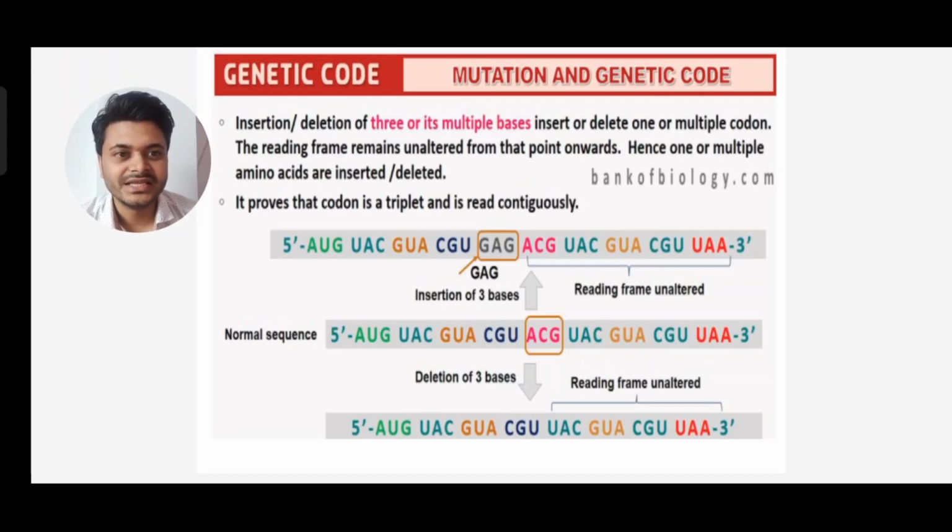Next, below, you can see 3 bases are deleted, that is ACG is deleted. Again I repeat, the middle one is the normal sequence, on top 3 nitrogen bases are added, the GAG, and below 3 nitrogen bases are deleted, that is ACG.